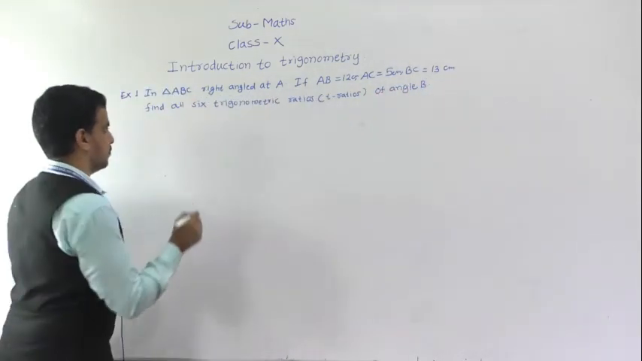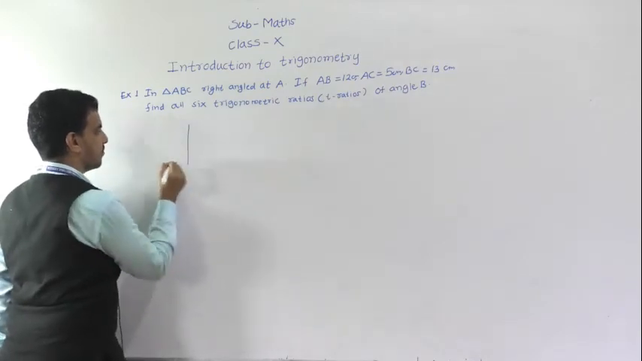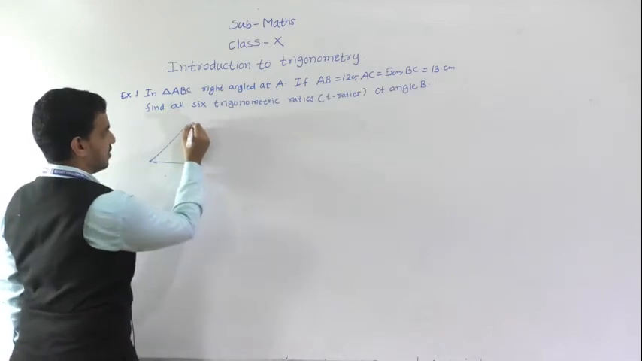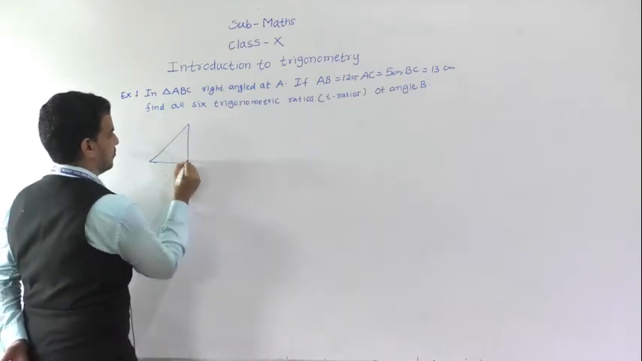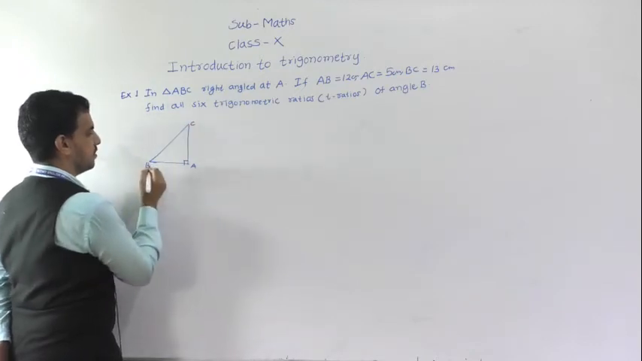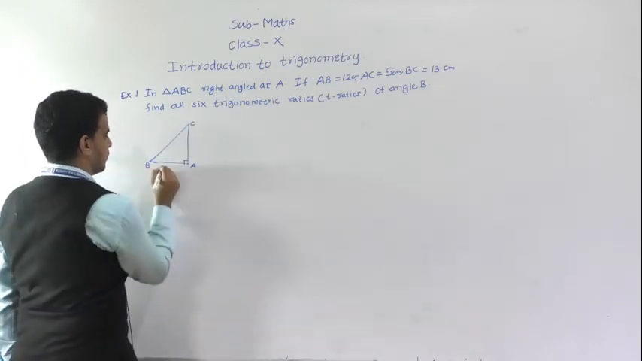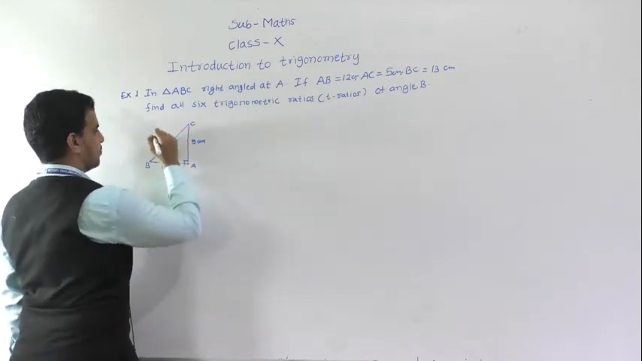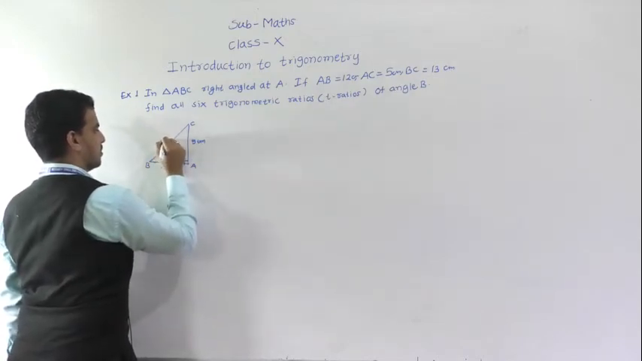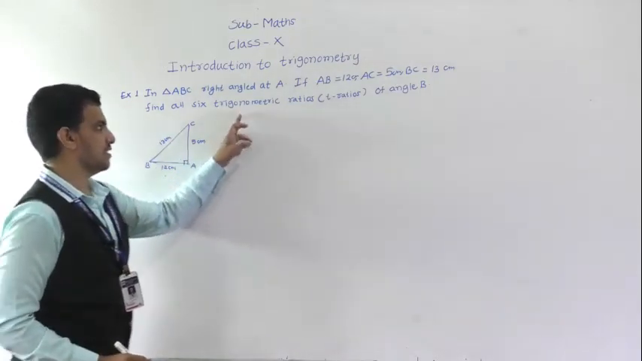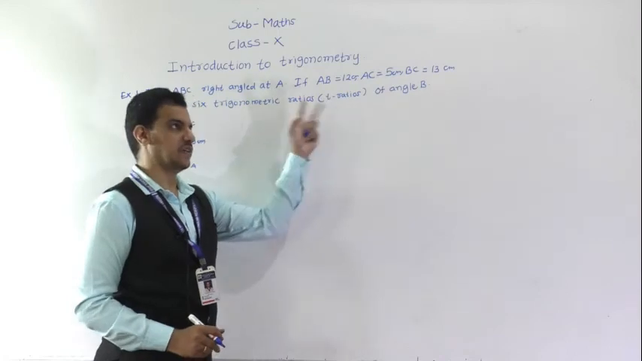Okay, now first we will draw the diagram. Triangle ABC, right angle at A, so this is angle A, here we can take C, here B. AB is given as 12 cm, AC is 5 cm, BC is equal to 13 cm. Now we have to find all 6 trigonometric ratios of angle B.